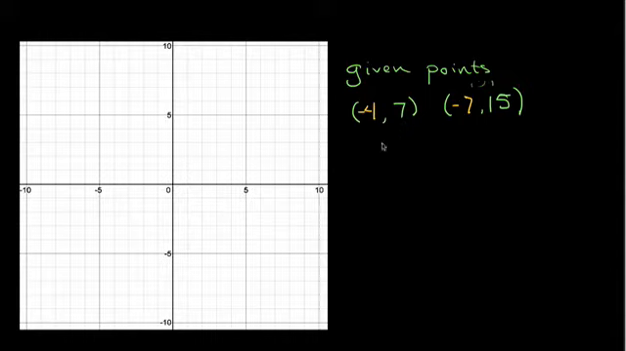I see negative 4 comma 7, so I'm going to go to negative 4 on the y-axis and up to 7 on the x-axis, and I could make that point right there. I call that negative 4 comma 7. And then I'm going to go look for the second point, negative 7 comma 15. So on the x-axis, I go to negative 7, and then up to, oh no, I ran out of space. It's going to be up here somewhere, but without the grid, I can't really count how many steps it is, right? I can't really tell.